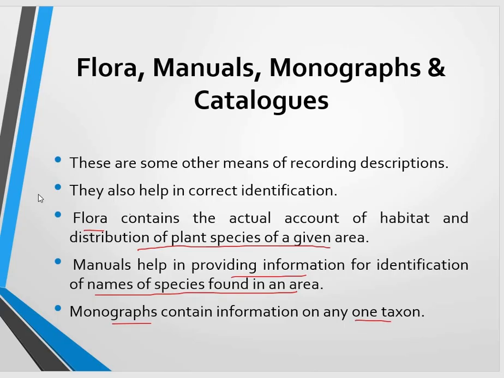So these are some recorded descriptions. Flora is for the plant species. Manuals give the names of the species for a particular area. And monograph is for a particular group, only one taxon. So these are the taxonomical aids.